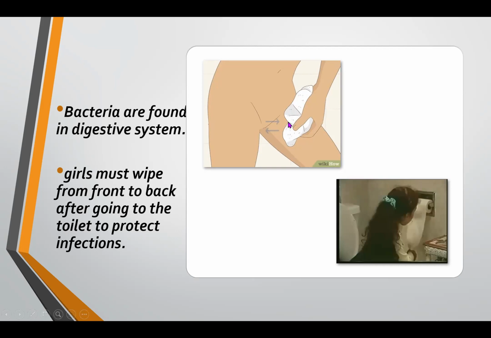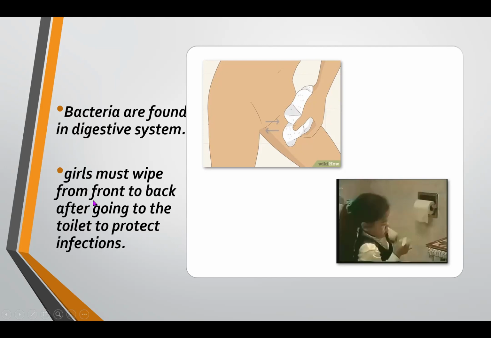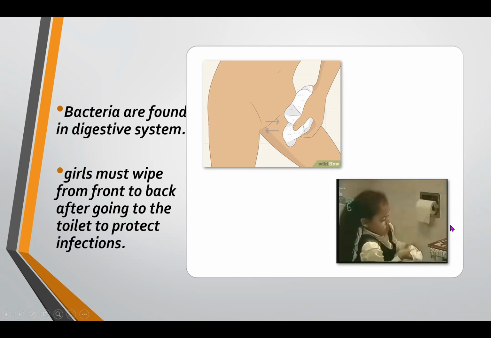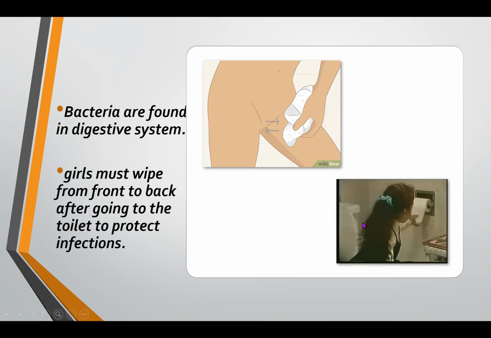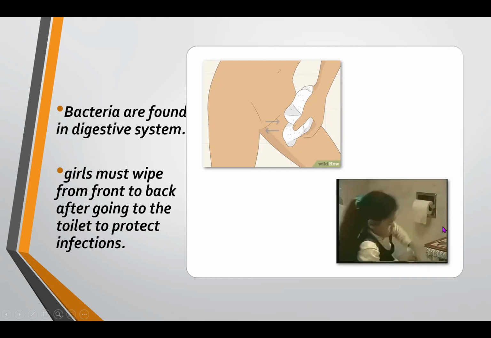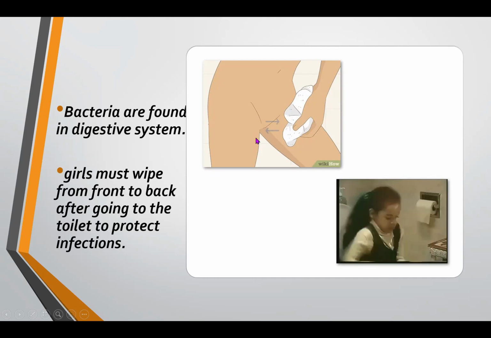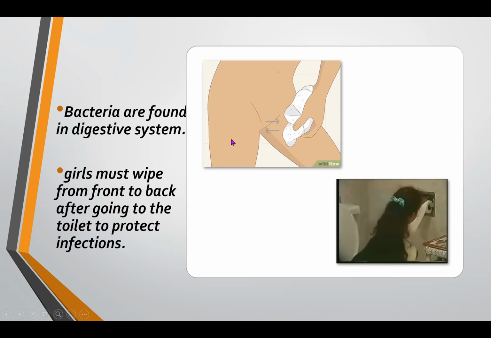Okay, so what should we do to avoid infections? Girls must wipe from front to back after going to the toilet to protect from infections. As you can see in our picture, what is this girl doing? After the toilet, she gets the napkin and wipes her pubic area from front to back. We must wipe from front to back after going to the toilet to avoid infections.